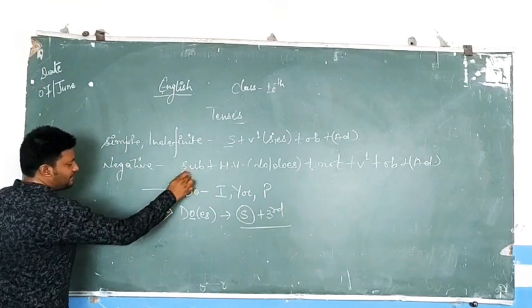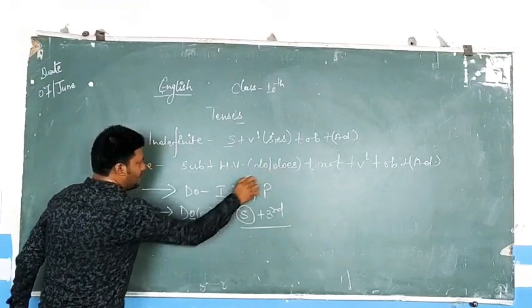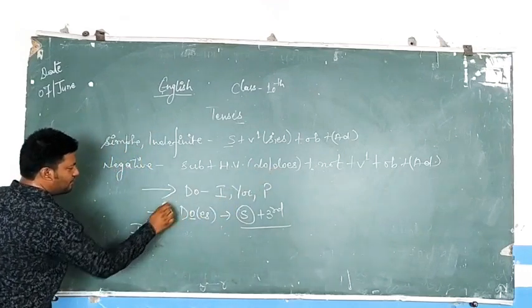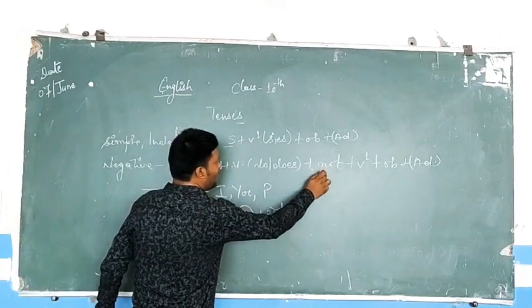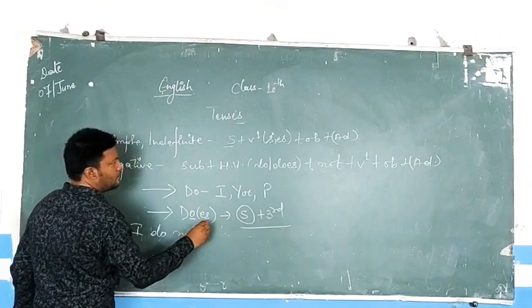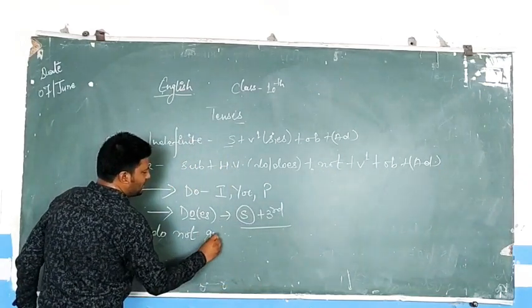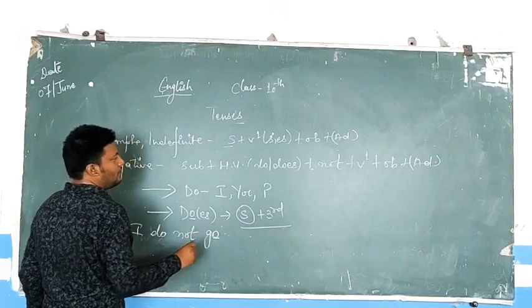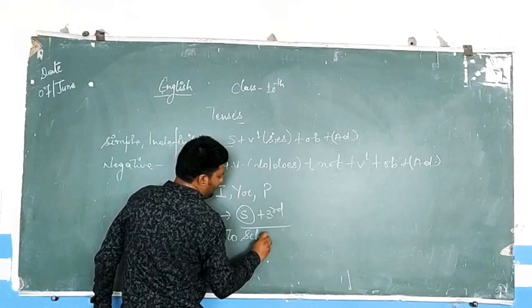At the place of subject, I write subject. Helping verb, I will choose do or does. With I will use do, I do. Then in the formula it comes not, I do not. Then verb, let's choose a verb, go, which again ends with O. I do not go, and object to school.